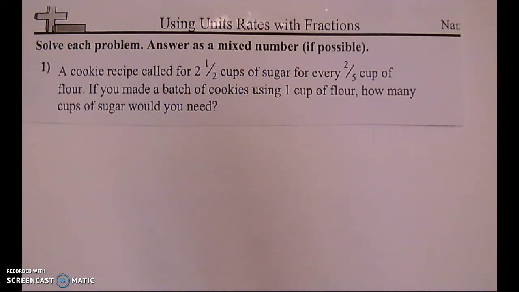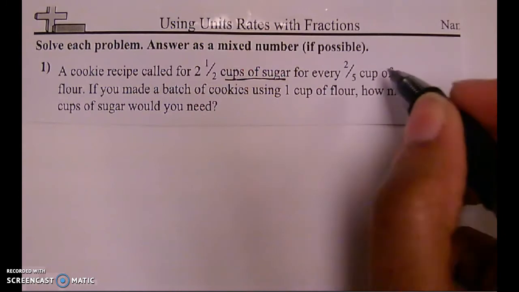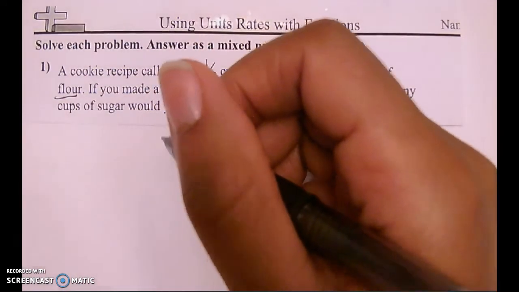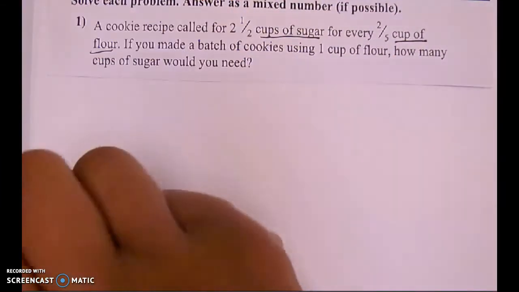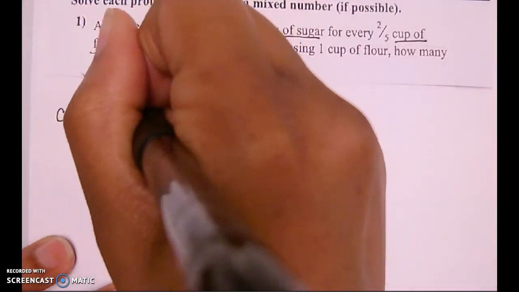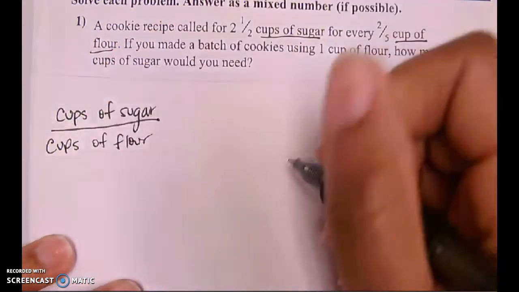And if we remember our notes, the unit rate steps say that in step 1, we need to write in word the units that we're comparing. So the units that we're comparing here are the cups of sugar to cups of flour. So I'm going to write that in word form right here on my page. So I'm going to start off by saying cups of sugar over cups of flour. Okay?